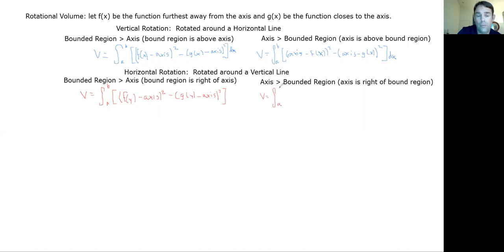And the washer method could be rotated vertically or horizontally. Doesn't matter. We just need to make sure that we understand how everything flows. So before we take a look at our last one, we'll do a real quick example of this just to make sure that we are all on the same page here. And that would be dy.